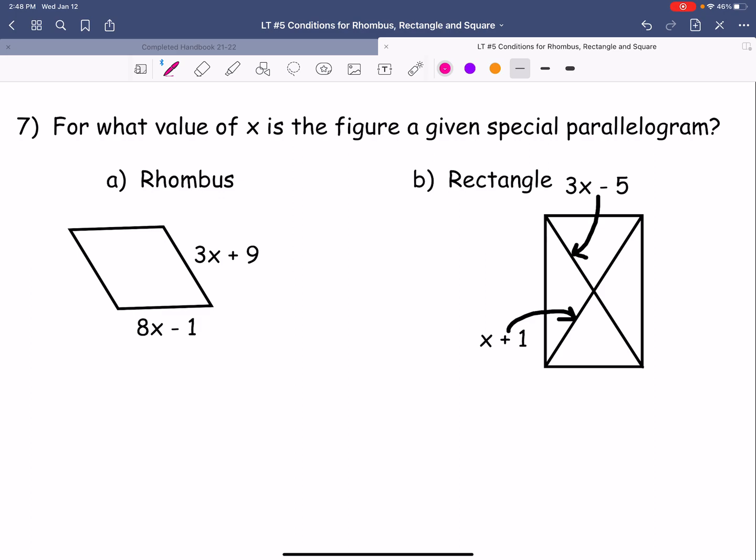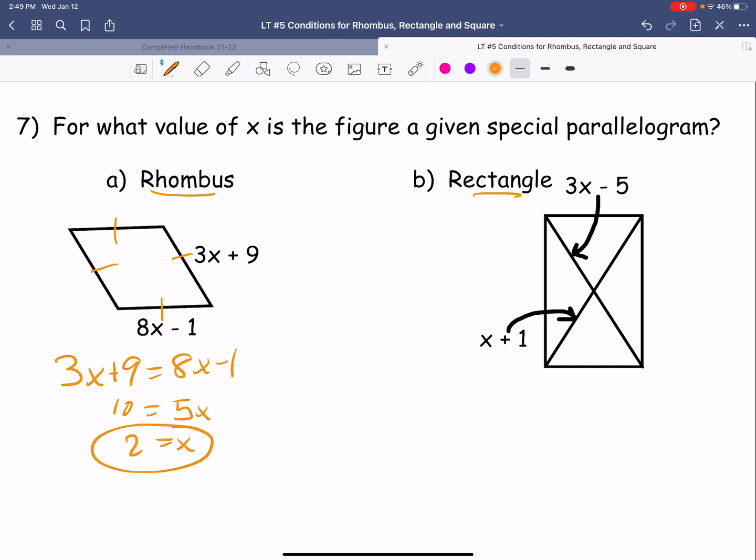For number 7, we're looking at the value of x that makes it a rhombus and a rectangle. So for this first one, a rhombus, the property is all 4 sides are congruent. So when we have 3x plus 9 equal to 8x minus 1, then we have a rhombus. So I'm going to solve this equation. I get 5x equal to 10, divide by 5. 2 is equal to x. So when x is 2, that figure is a rhombus.